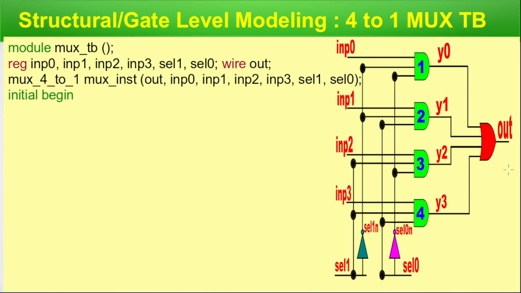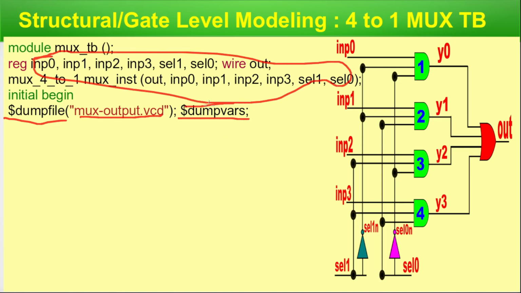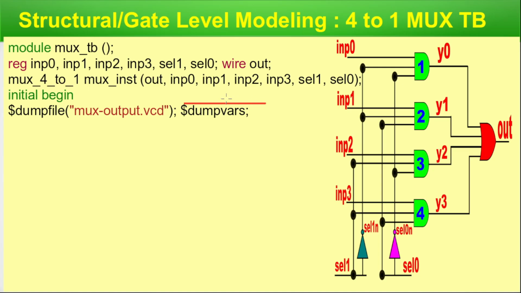We start our initial block. Here initial and begin mean we are beginning the block. Then we have the system command $dumpfile, and we are writing the VCD file name. You can give this as per your own nomenclature. And when we write $dumpvars, it will dump all the variables, right? All these variables will be dumped by the $dumpvars command into this particular file. So this is the purpose of $dumpvars.